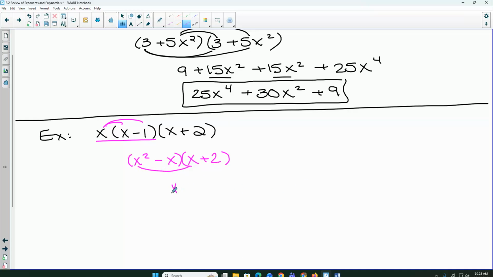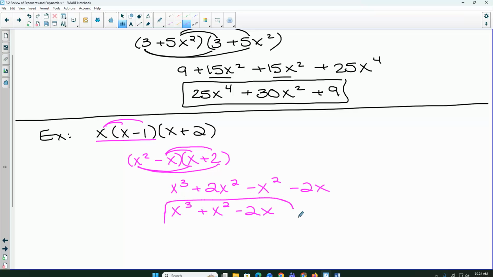So x squared times x would be x to the third. x squared minus x squared minus 2x. Combining like terms. So x cubed plus x squared minus 2. All right. Are there any questions?